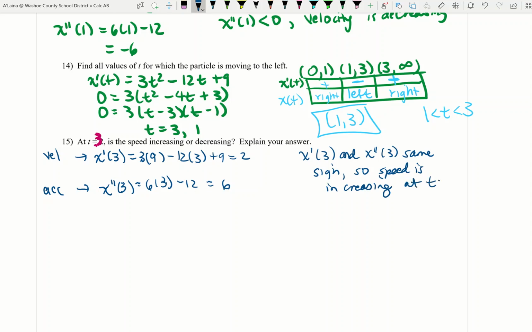And I am going to list the time at t equals 3. I'd like you to notice my notation here. I didn't say x prime of t, because x prime of t has different signs at different times. I'm being very, very precise about the time I eventually decided to ask the question on.